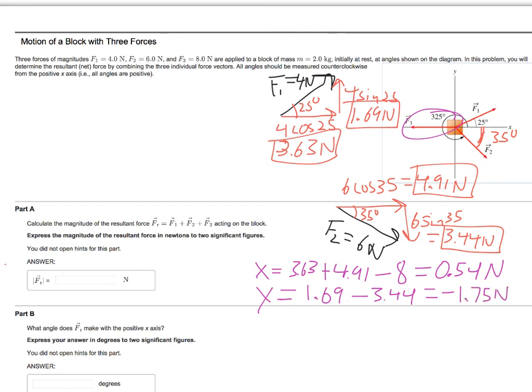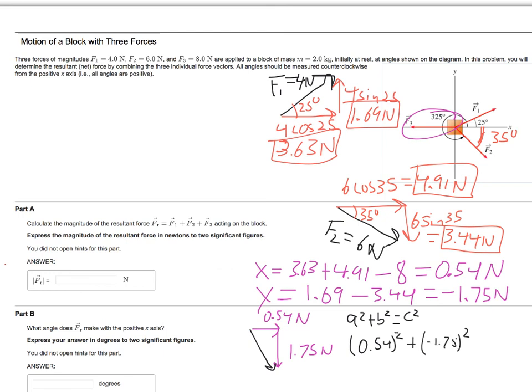We're going to put it back together now, so we have our 0.54 in the x, 1.75 newtons in the y, and then our resultant is just that hypotenuse there. So we can do a squared plus b squared equals c squared to get the magnitude: 0.54 squared plus negative 1.75 squared is going to be equal to c squared. So I get that c, my hypotenuse here, is 1.83 newtons. And that is my answer to the magnitude of the resultant force. If we do it to 2 sig figs, it would just be 1.8.